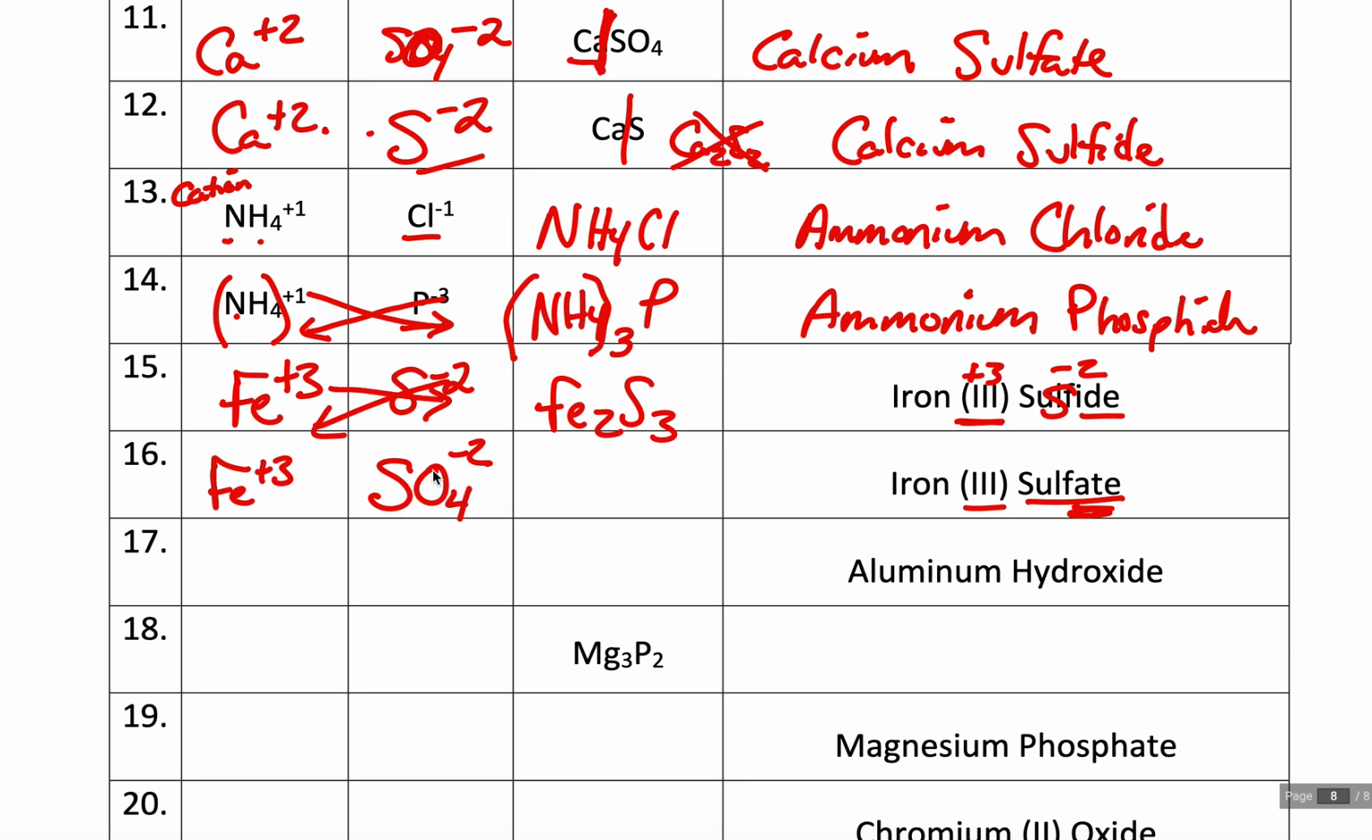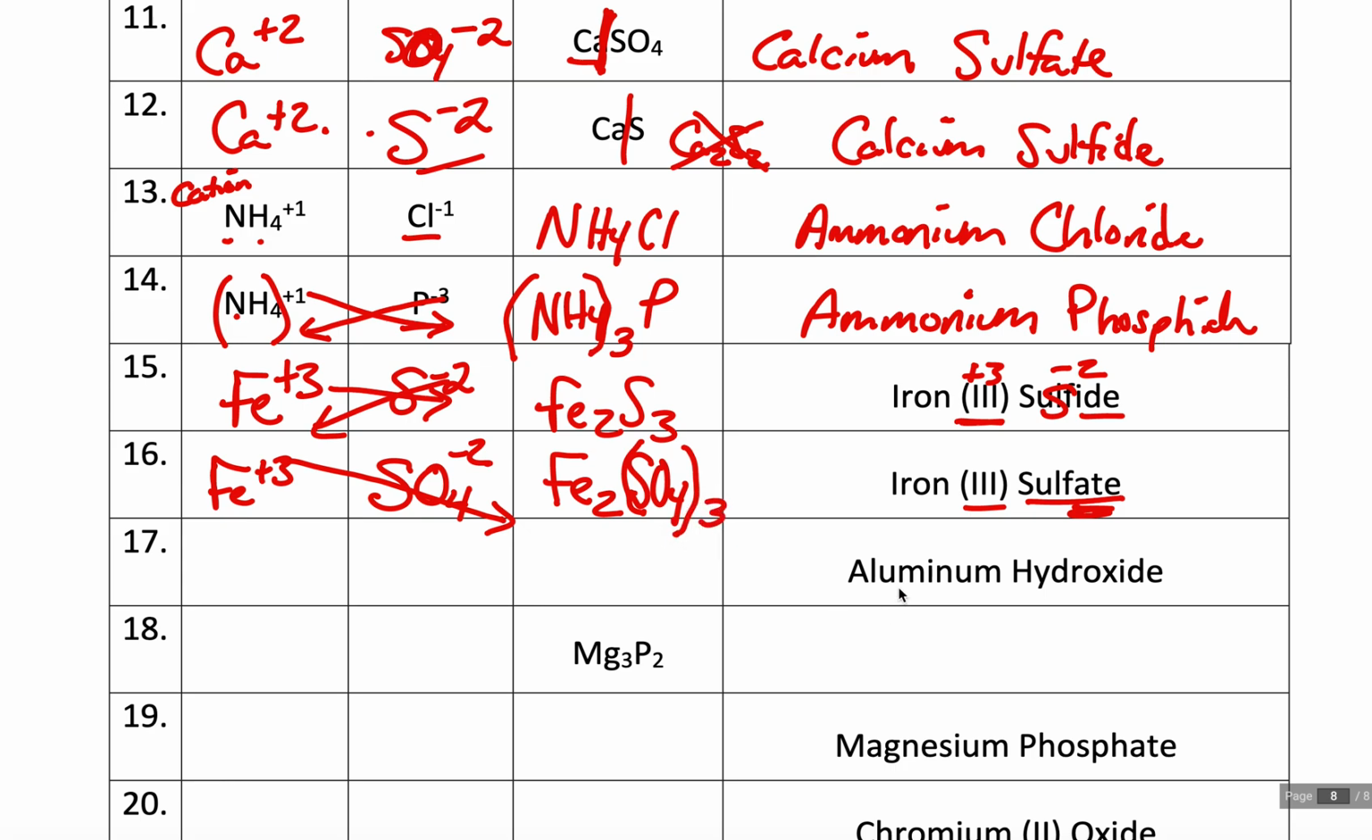So iron's trying to give up 3. Sulfate is saying I can only take 2, but I'll find some friends. We crisscross them, and we end up with Fe2, and then write the formula for sulfate. 1 S hanging out with 4 O's, and then the 3 is going to be written after that. So you got to wrap the formula for sulfate in parentheses and then put a 3.